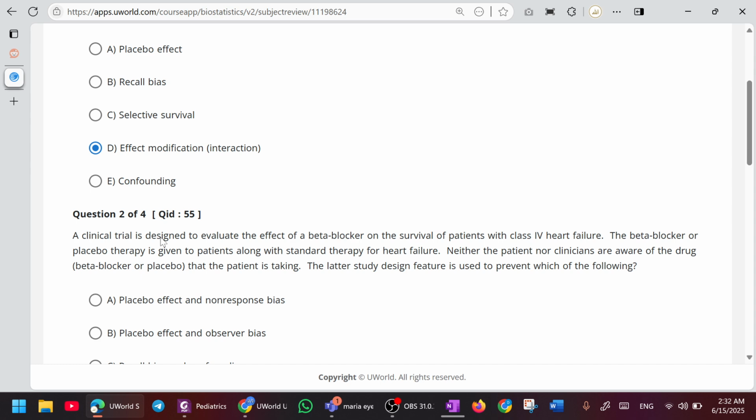Between selective survival and confounding. Okay, never mind. Okay, keep on.